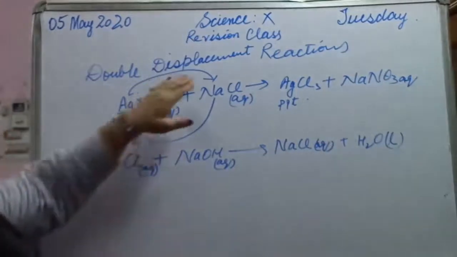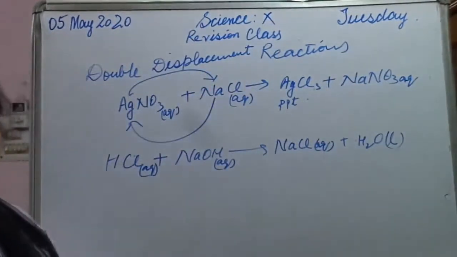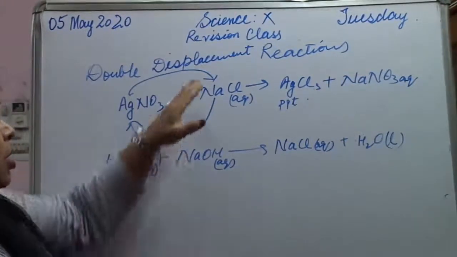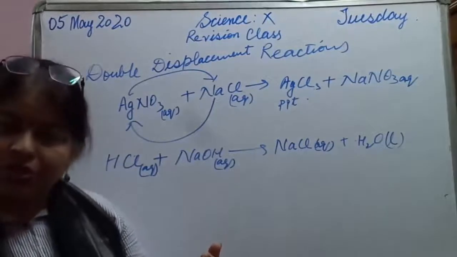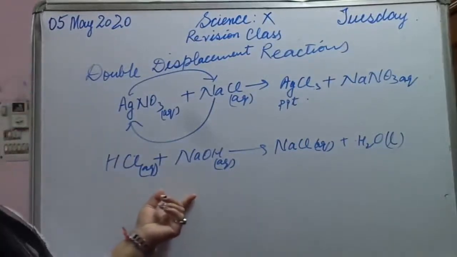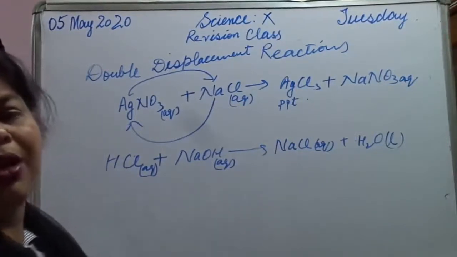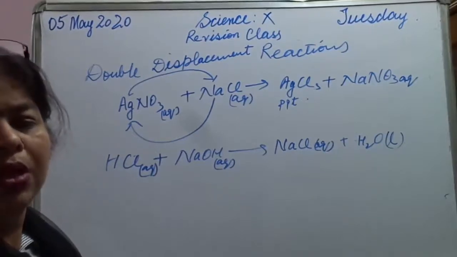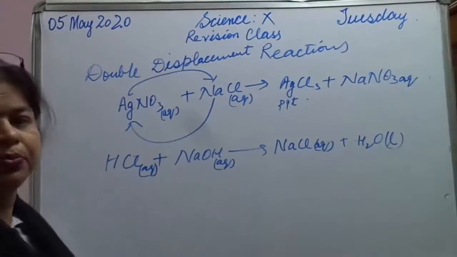So we can say double displacement reactions are of various types. They can be ion exchange reactions, precipitation reactions, and they can also be called neutralization reactions. Fine. Neutralization reactions normally occur between whom? They occur between an acid and a base.